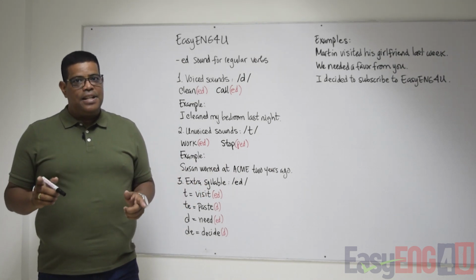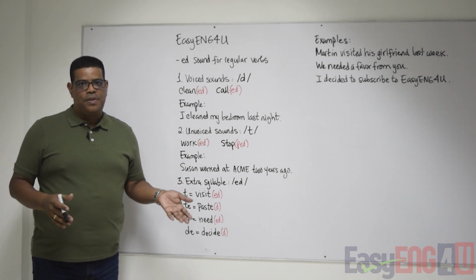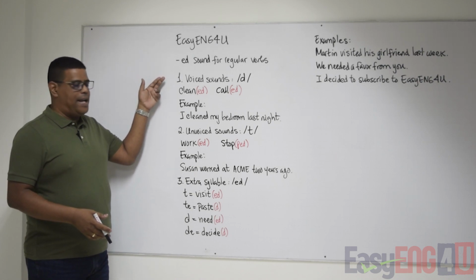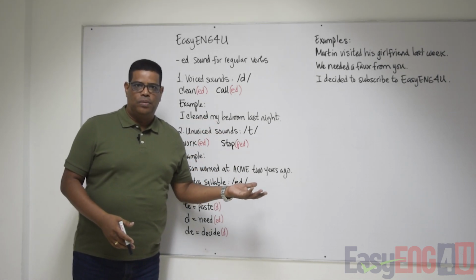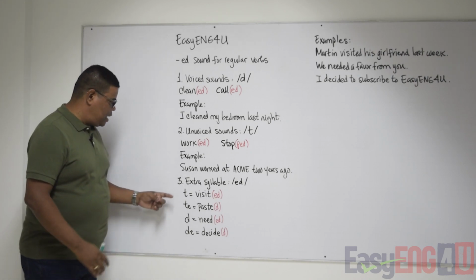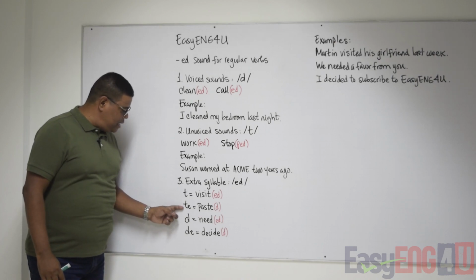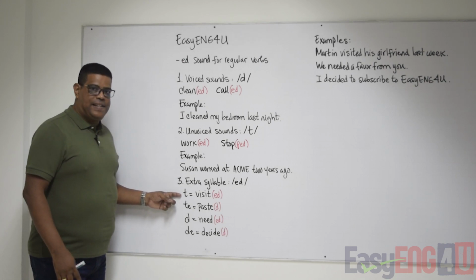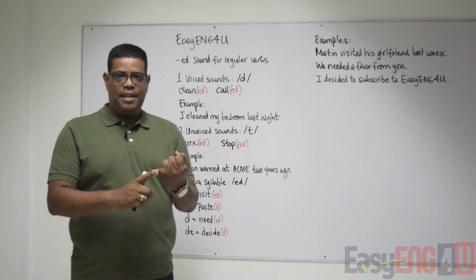Okay? The last thing that you need to know about the ED sound is that there are verbs that don't fit in any of these two categories. Okay? Why? The reason is because they add an extra syllable to the sound. Now, which verbs? Pay attention. The verbs that end in T, TE, D, and DE. Example, visit. The verb visit has two syllables, vis-it.